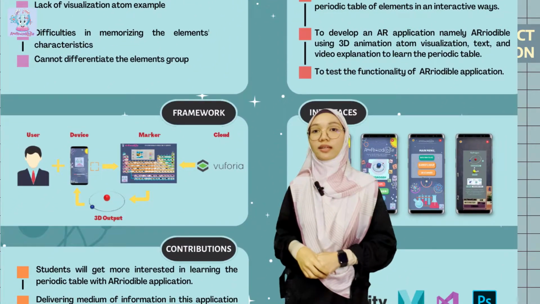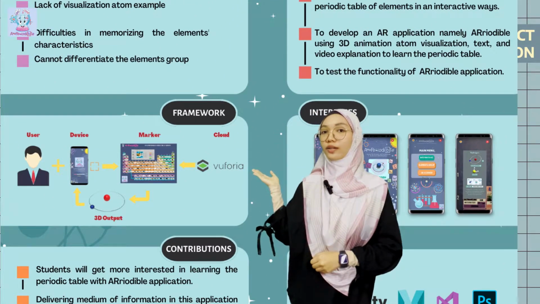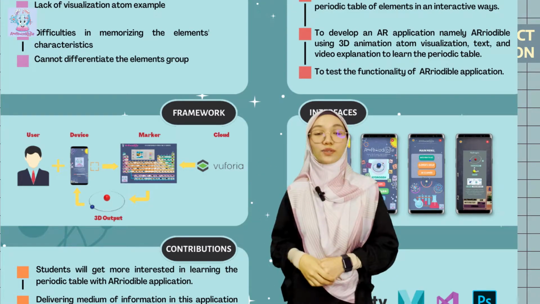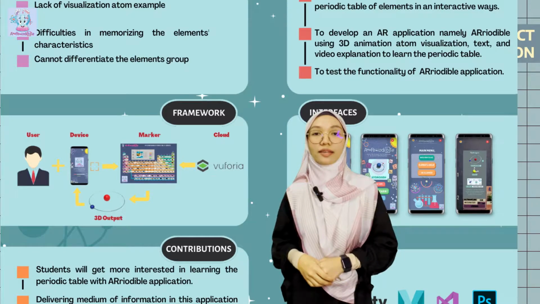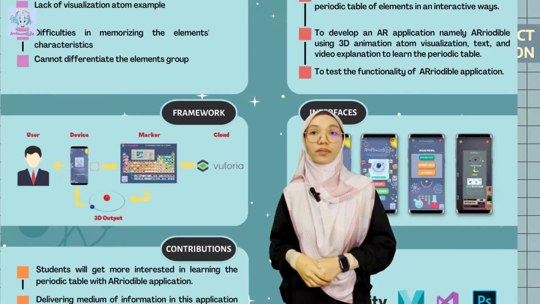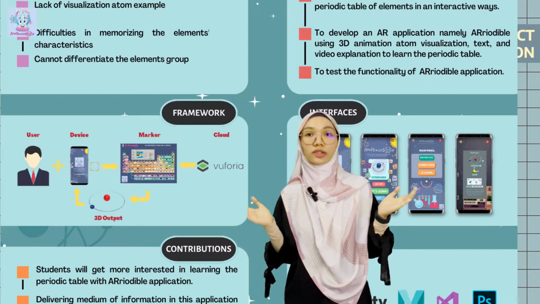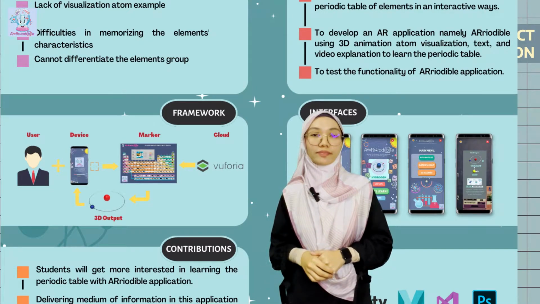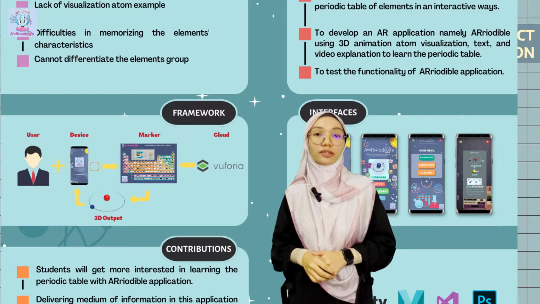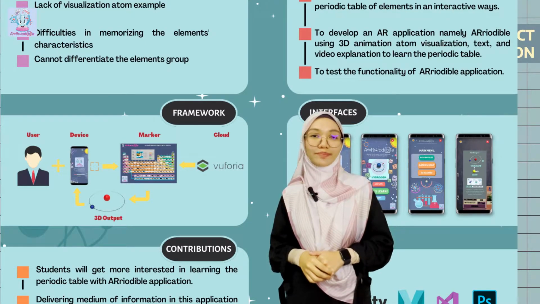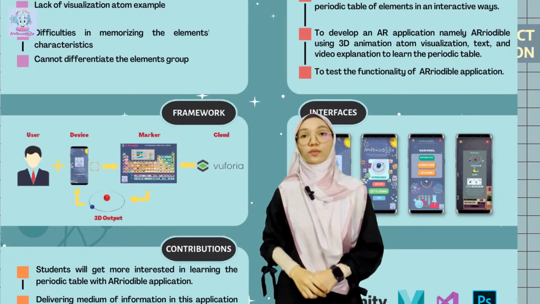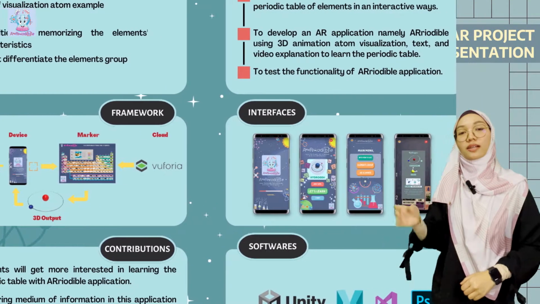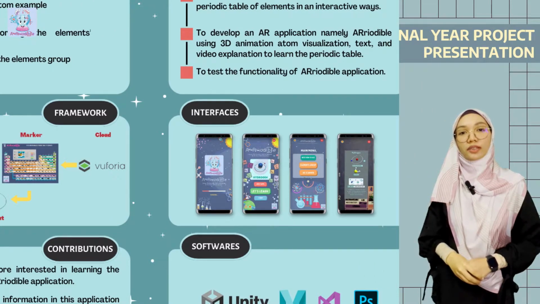As you can see, this is the framework of ARriodible application. User need an Android device to install this application, and then user will scan the marker, which is the ARriodible poster that will be provided. And then the 3D model will appear on the screen. The markers have been loaded into the Vuforia so that it works when users scan it. These are some of the examples of the interfaces of this application.